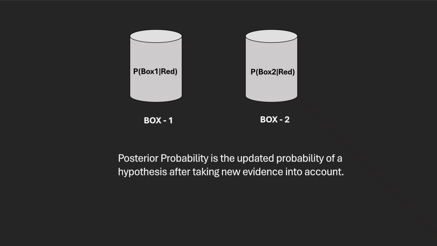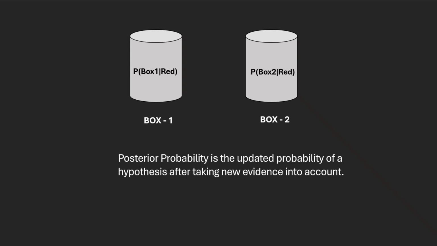These probability values are known as the posterior probabilities. Posterior probability is the updated probability of a hypothesis after taking new evidence into account. The whole idea of the Bayes theorem is finding out these posterior probabilities. Now we combine everything. Bayes theorem systematically updates our initial 50-50 chances of each box, that is prior probabilities, using how strongly the red ball supports each box.